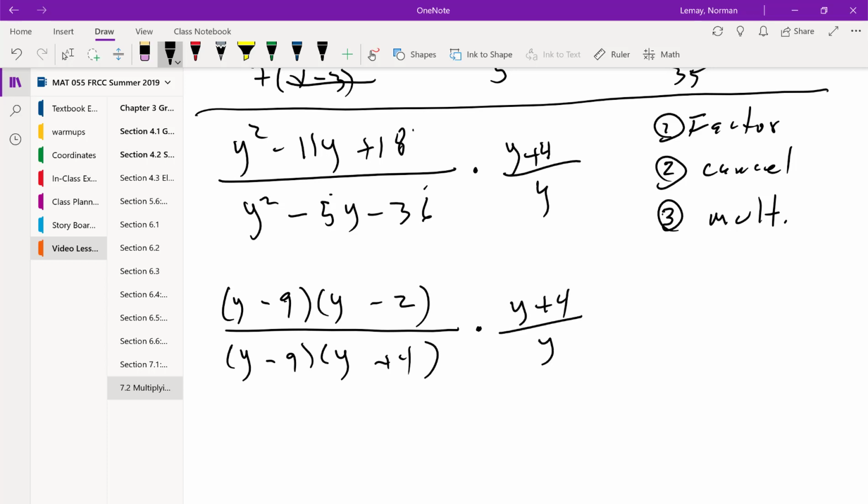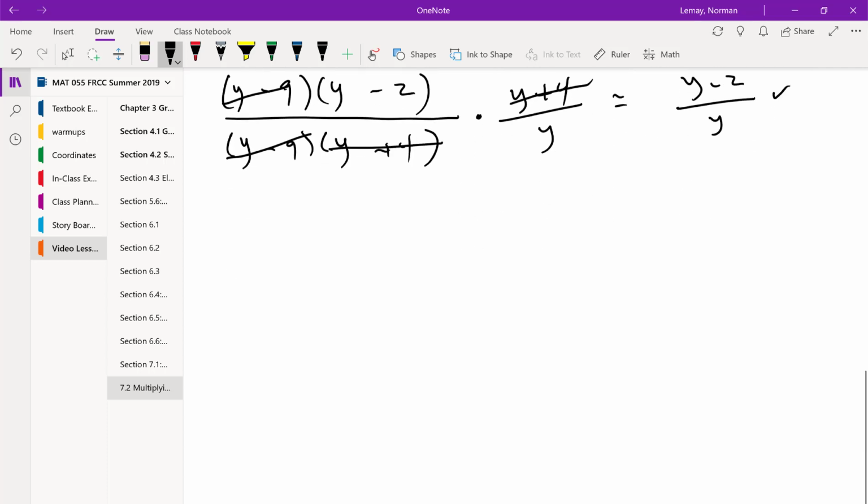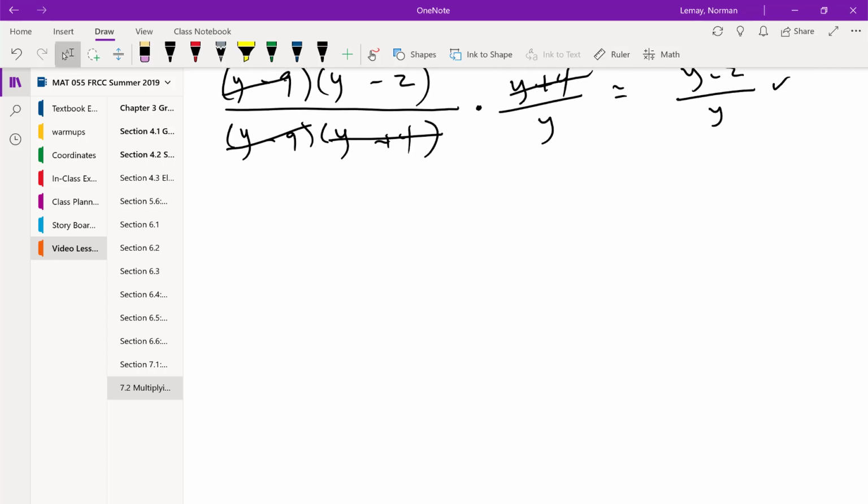Now we get to start doing our, well, what goes on the bottom, what goes on the top. Notice that y minus 9 cancels with y minus 9, and y plus 4 will cancel out with y plus 4. When we do our canceling, let's recall it's tops and bottoms. Up top, the only thing we're left with is y minus 2, and on the bottom, we are left with y. Okay, so that takes care of our first part.